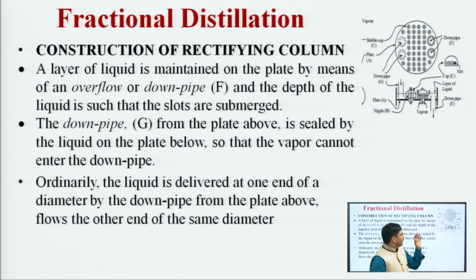Now, what happens, a layer of liquid is maintained on the plate. So, this dotted line indicates the layer of liquid which is just above the plate, and both the down pipes on both sides are immersed in the liquid, okay. It is maintained on the plate by means of an overflow or down pipe, and the depth of liquid is such that the slots are submerged. The slots which are present in the cap are also submerged.